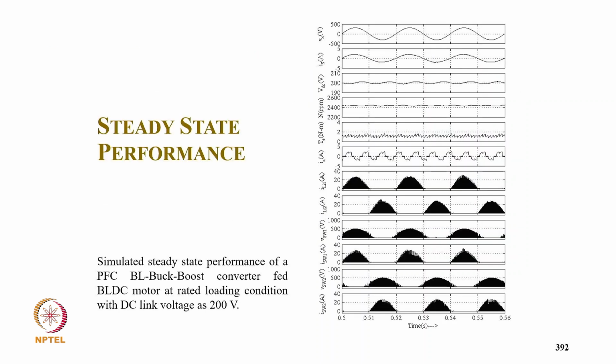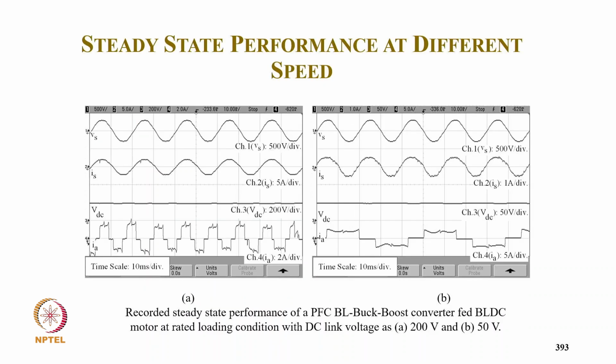And these are the simulated results: supply voltage, supply current, then the DC link voltage, then the speed, then the developed torque and winding current, then the input inductor currents, one in the positive cycle, another in the negative cycle, both in continuous conduction mode, switch voltage, switch current. And these are the experimental waveforms for typically 200 volt and 150 volt for supply voltage, supply current, then DC link voltage and winding current.